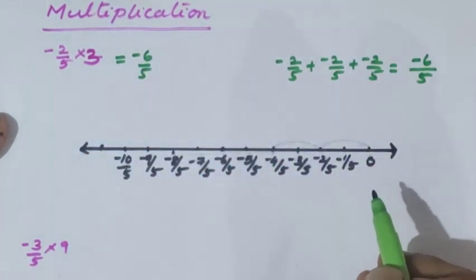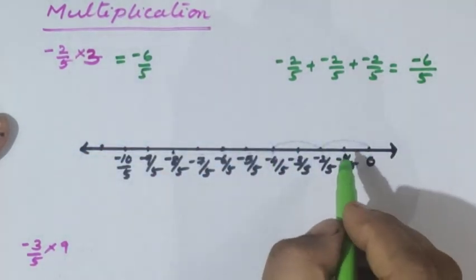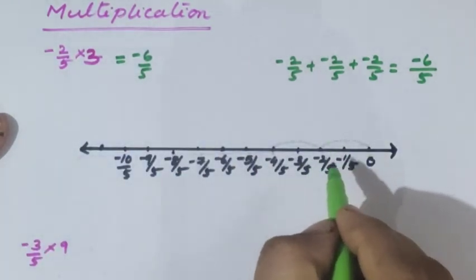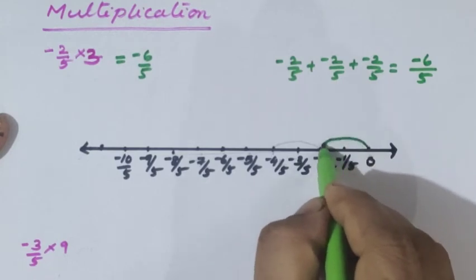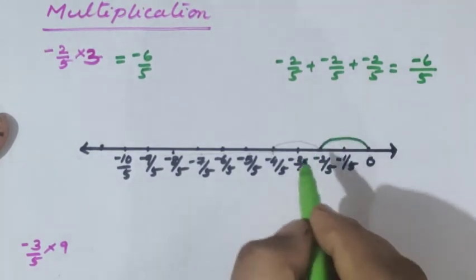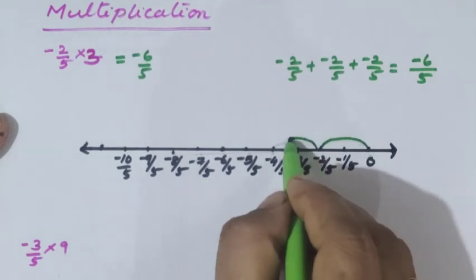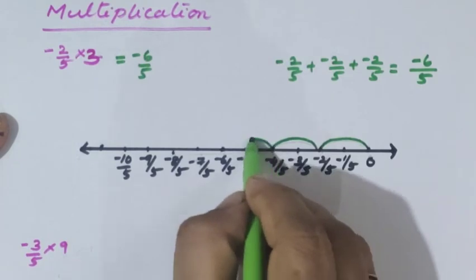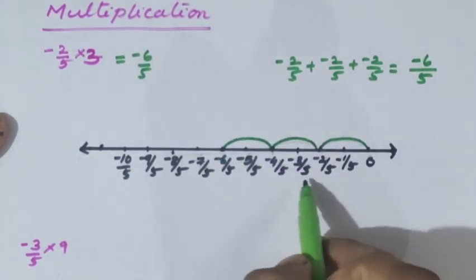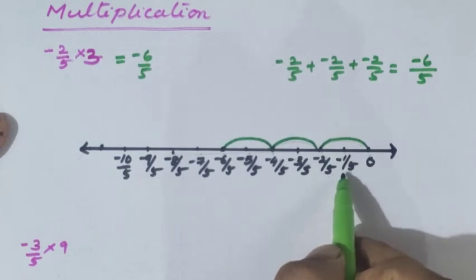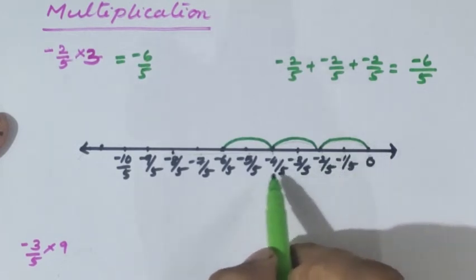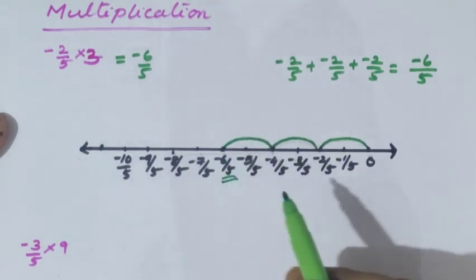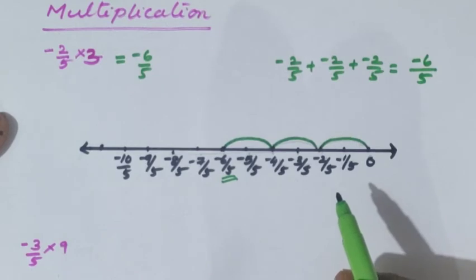Now let us see all these things in the number line. We have to start minus 2 by 5 3 times. So 0, minus 1 by 5, minus 2 by 5. So the first time we are taking here minus 2 by 5. Now the second time it is here, so minus 4 by 5. Now one more time, so it will reach minus 6 by 5. So that means we are doing minus 2 by 5 3 times. First time, second time, third time. So what is the answer we are getting? Minus 6 by 5 on the number line.